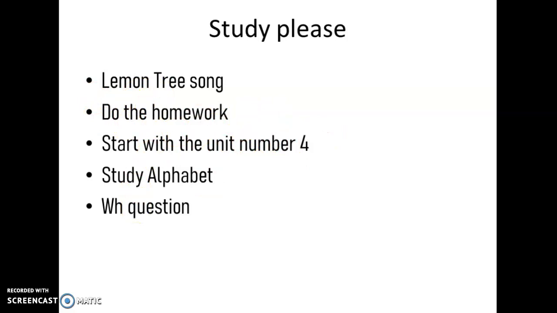Start with the unit number 4. Comencemos con la unidad número 4, ¿sí? En el libro. Study alphabet. ¿Por qué? Porque el día sábado de pronto tengamos un spelling, un deletreo, así que vamos a deletrear la ropa. Study, please. WH questions. Estudiemos las WH questions. ¿Cuáles son? What, where, when, how, all of these. Remember this part.